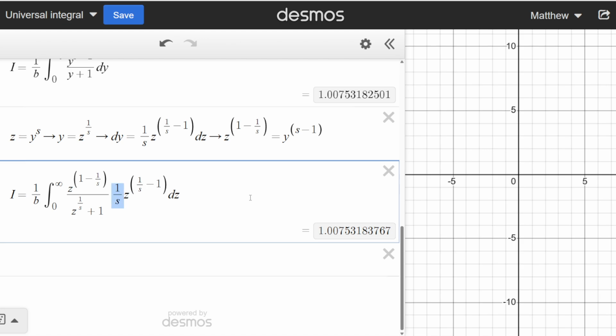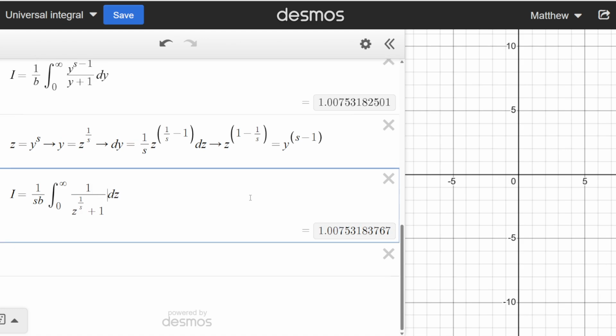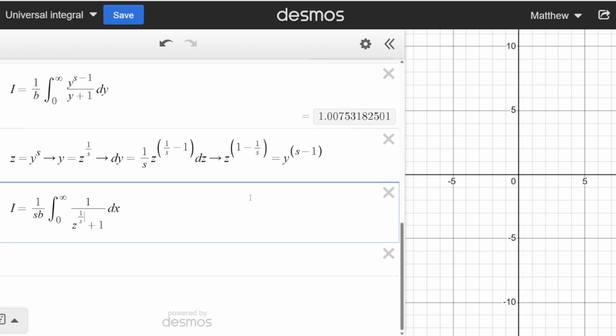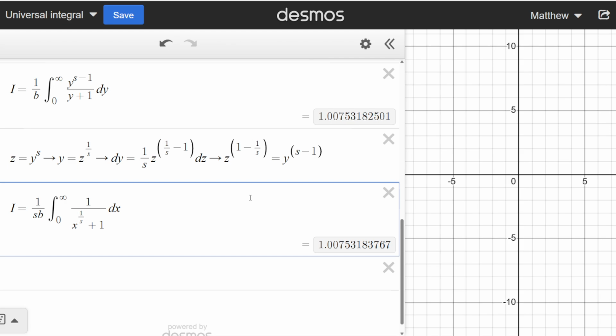Let's bring this 1 over s outside. And then you'll notice that this and this are going to cancel. So this just becomes a 1. And now we have it in a form that we know. All right. And we're also going to change our dummy variable back to x. X. All right, there we go.